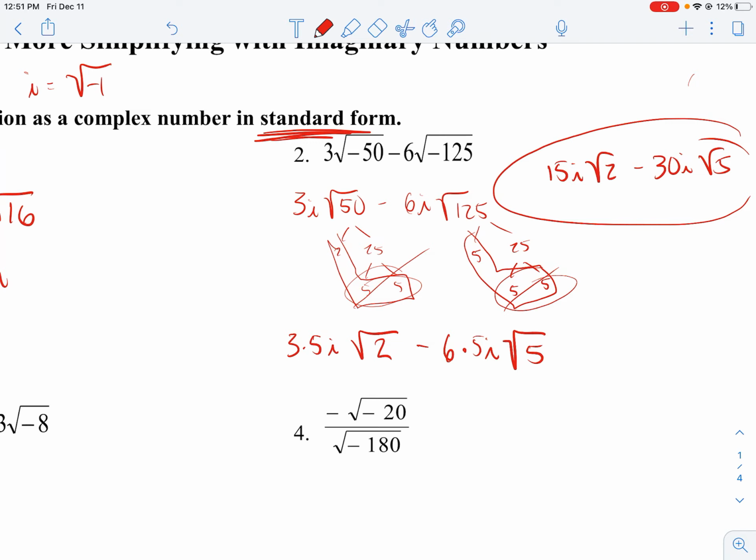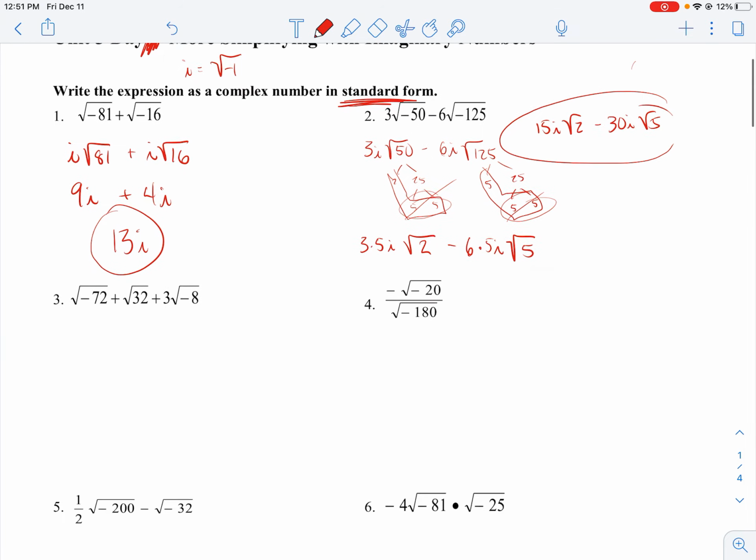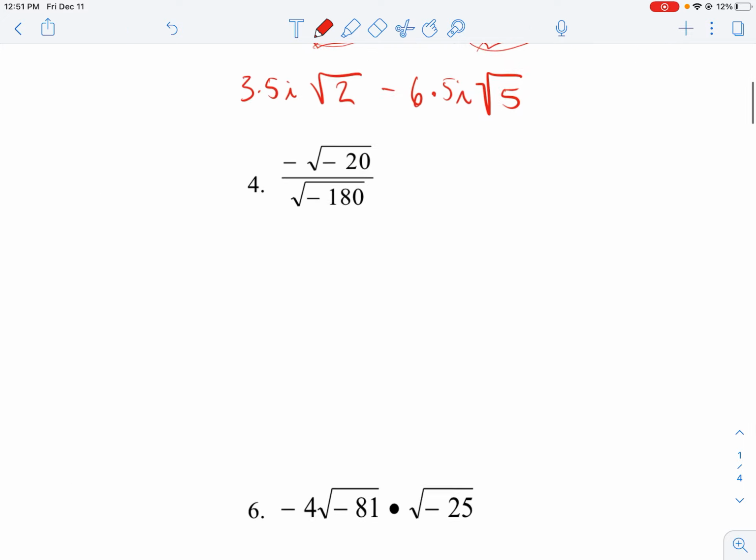But that being said, that goes into the lesson. In order to add these two things, we need to have the same thing. We need to have an i and the same number underneath the radical, which we do not have. And so unfortunately, that's our answer. We can't do anything else with it. So that's it, okay? Let's take a look at number 3.